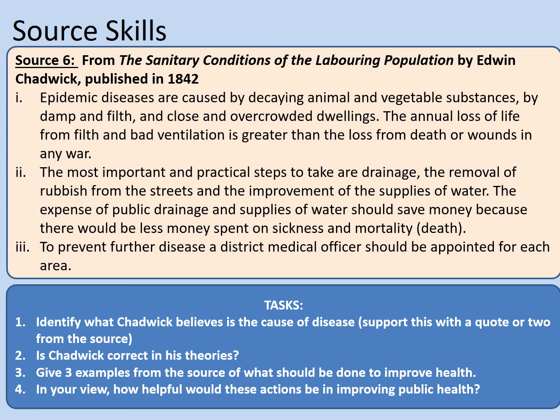Well, firstly, Chadwick believes that the cause of disease is bad air. So see that he refers to bad ventilation and also diseases being caused by decaying animal and vegetable substances, by damp and filth, and the smells that are caused by that. Chadwick is incorrect in this respect, but he is correct in that filthy conditions can cause disease. So Chadwick suggests that health might be improved with the following: better supplies of water, better drainage and sewerage, and also appointing a district medical officer to ensure that these things are done. And actually, these things would all be tremendously helpful in fighting disease.